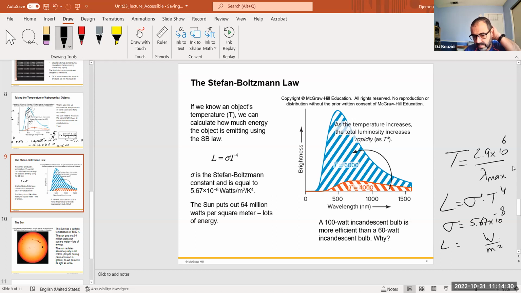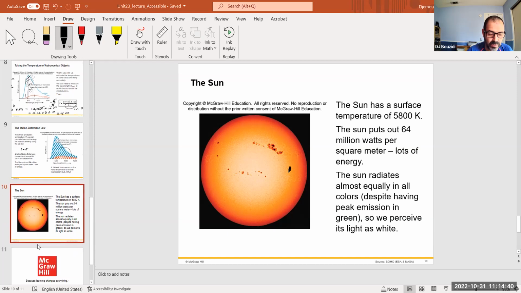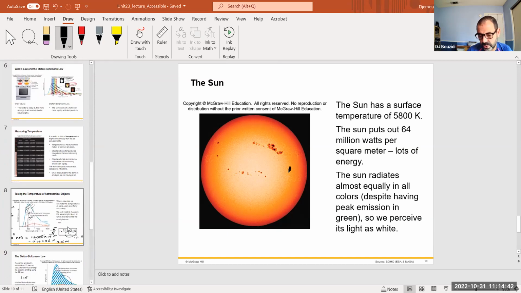If the temperature is not in Kelvin, you better convert it, okay? Otherwise, the constant will be different. So the sun, as I was saying, is 5,800 Kelvin, so it's really right smack in the middle of where it needs to be, okay? So this is unit 23. Let me discuss with you guys unit 24.